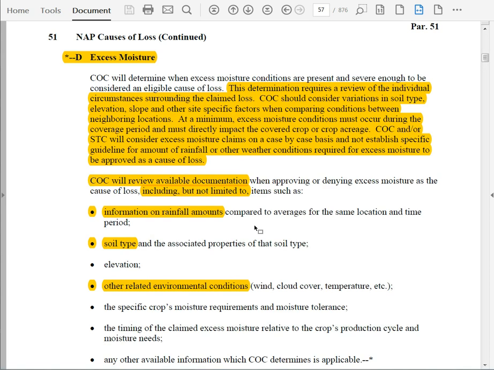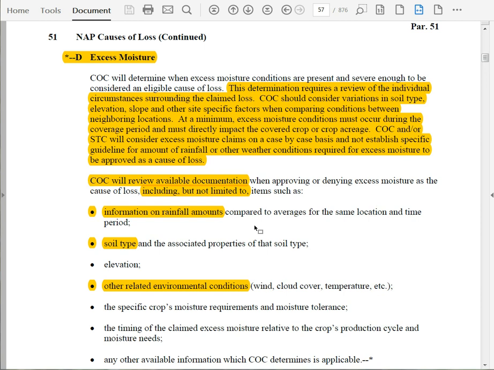Excess moisture and precipitation is often cited as a cause of loss. In 2017, this paragraph was modified to give further clarification as to how claims of excess moisture should be evaluated by COCs. The intent of the change was to ensure that damage related to excess moisture was being thoroughly examined. Unlike hail damage or outright flooding, the effects of excess moisture might not be as clear or straightforward. COCs therefore need to consider each claim of excess moisture on a case-by-case basis.